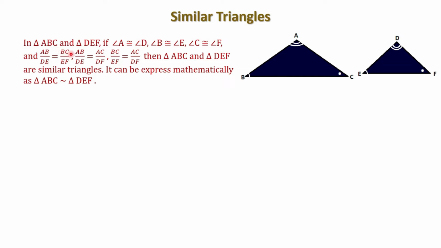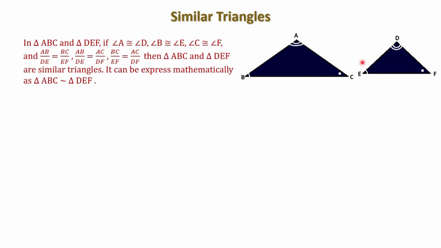In triangle ABC and triangle DEF, if angle A is congruent to angle D, angle B is congruent to angle E, and angle C is congruent to angle F, that we get from identical marks. And also, this is a very important condition: AB upon DE is equal to BC upon EF, AB upon DE is equal to AC upon DF, and BC upon EF is equal to AC upon DF. These are the ratios of corresponding sides.